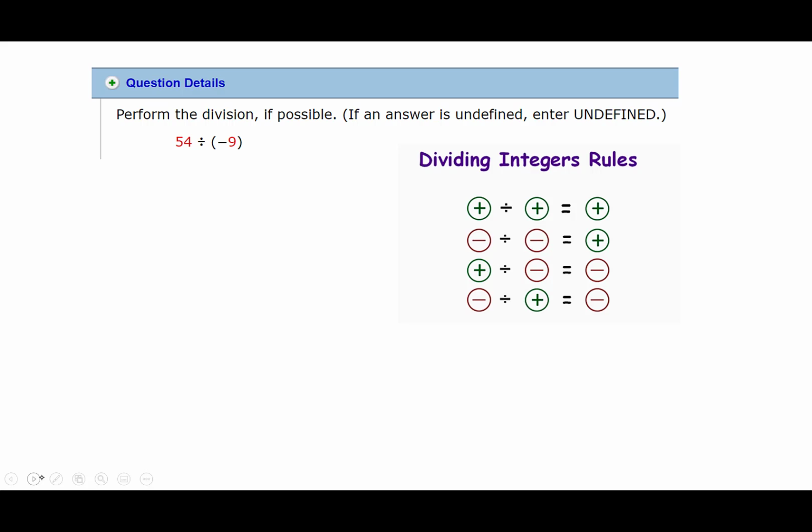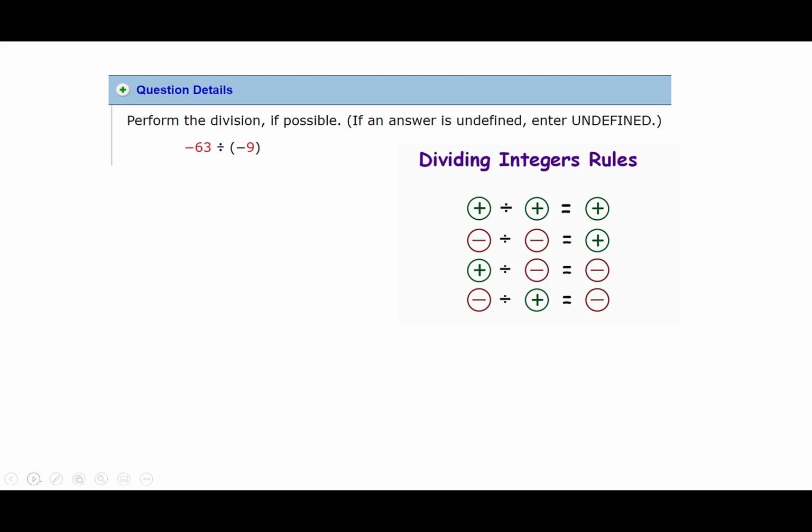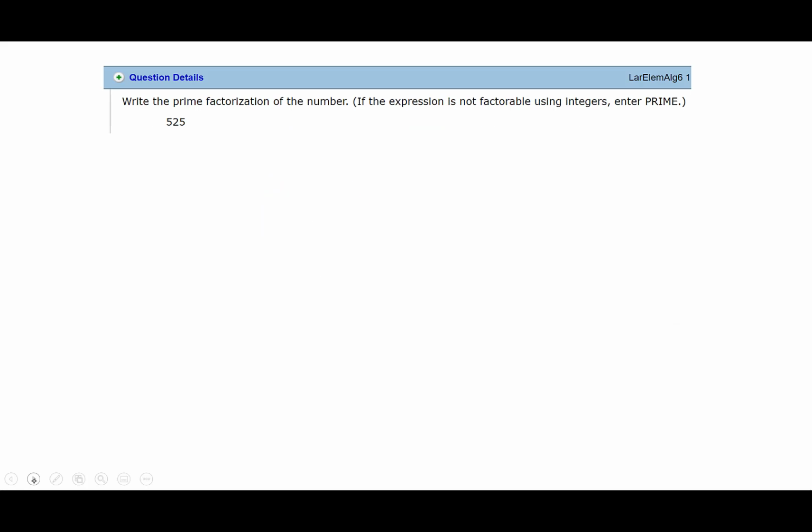This is +54 divided by -9, which is 6, but because one is positive and the other is negative, this will be -6. Next, -63 divided by -9, that is 7, and yes, it is a negative divided by a negative, so it will stay +7. There's one more thing I want to show you in this video.